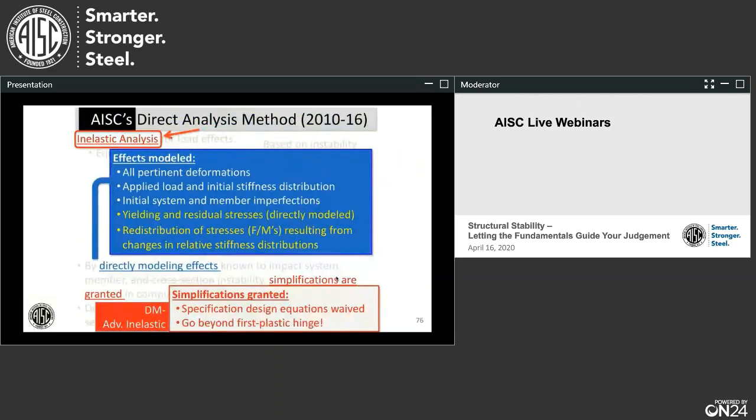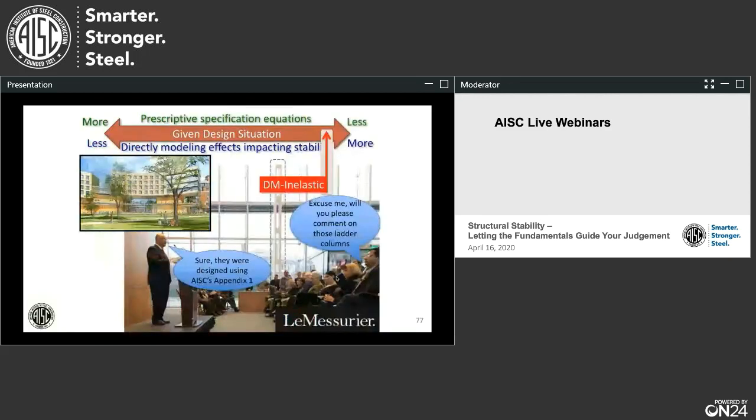One more version of the direct analysis method appears in Appendix 1 under inelastic analysis. And here, you've got to go a little bit further and actually model the yielding directly within the analysis. So you're actually doing an inelastic analysis. And the simplification you're granted is that you need to abide by the intent of the specification provisions, but not by the specification equations. And of course, you can also go beyond the first plastic hinge. So there are some real advantages to that.